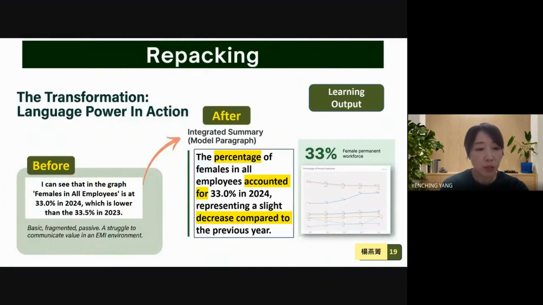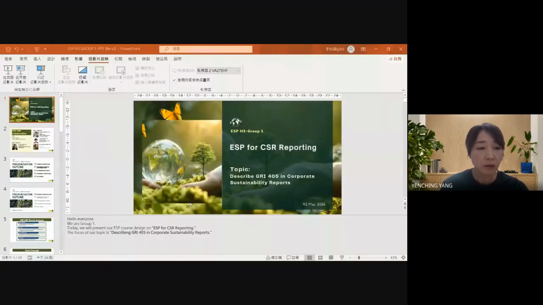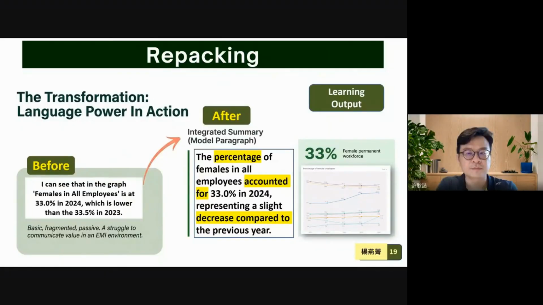This slide shows the most important part of our design, the transformation. On the left, you see a student just translates numbers into simple English, like I can see that the graph blah blah blah is at 33%. On the right, you see the learning output. By using our ESP sentence patterns, students learn to produce a professional summary. They are now able to say the percentage of females accounted for 33%, representing a slight decrease compared to the previous year. They are no longer just reading data. They are now able to speak using the formal language required in a workplace.